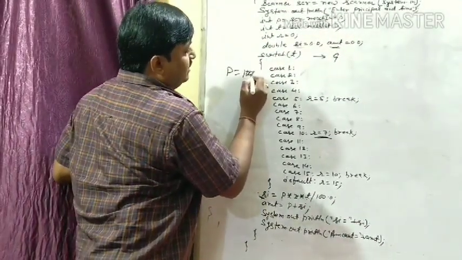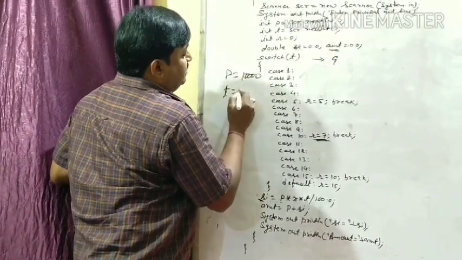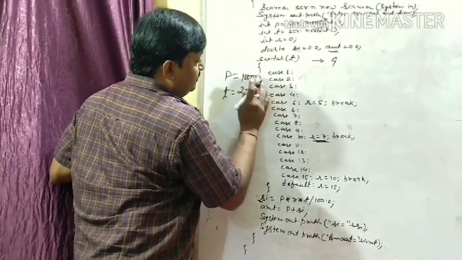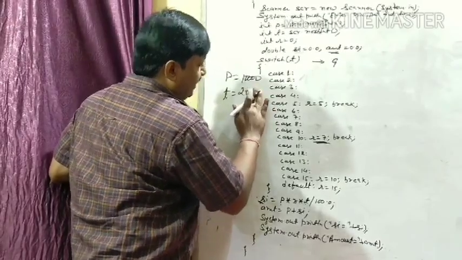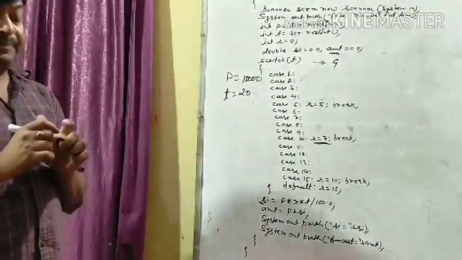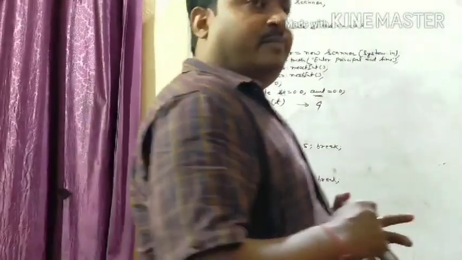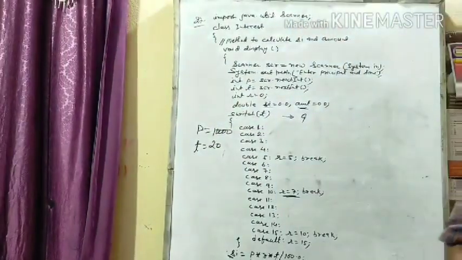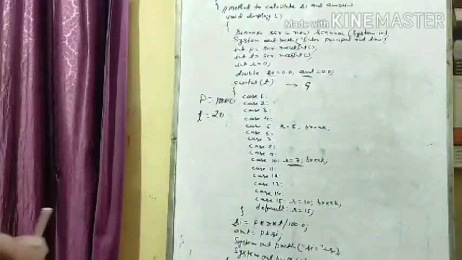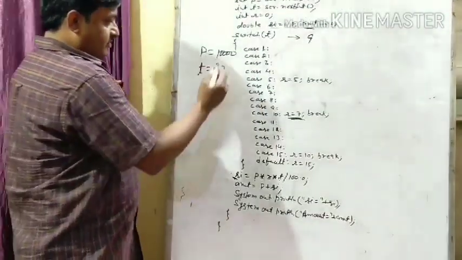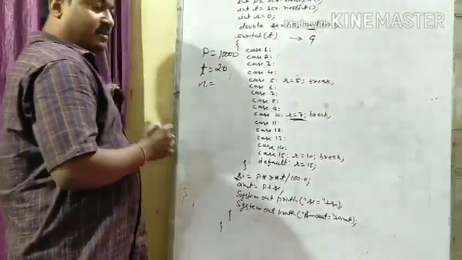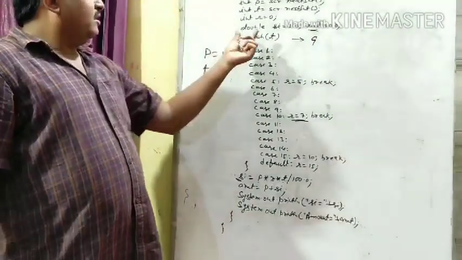Suppose principal is equal to 10,000. Time is equal to 20 years. So above 15 years, the rate of interest will be 15% per annum. So let's check whether this arrangement will give a 15% rate or not.